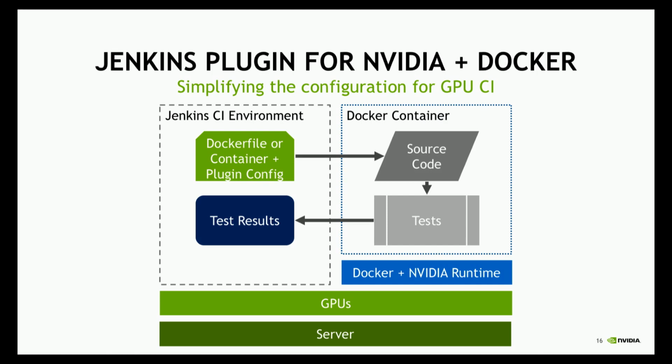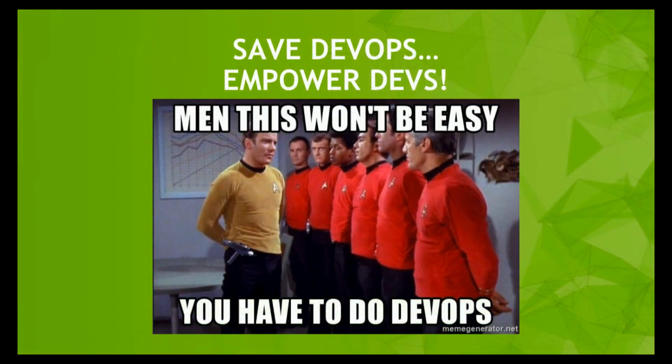So now it's just you, with the plugin, you just point, you say I want to start here, it takes care of copying your code in there and then running any commands necessary inside the container. So it has the path of source code, the test, and the results come back. So definitely much more simplified. So how can we save the DevOps and empower the devs?